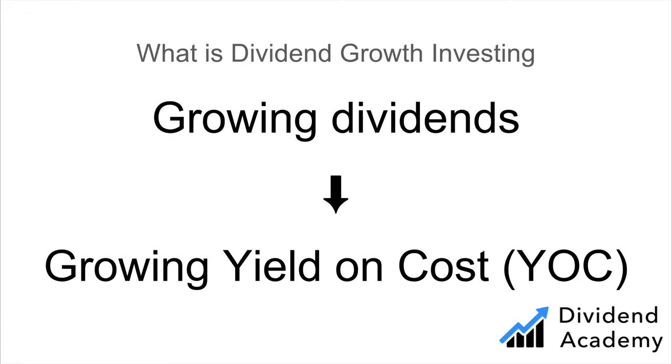And growing dividends means that this yield will be higher and higher over time. So even if the yield of a dividend growth stock is not that large at the start, like 3%, 4%, using dividend growth investing companies, this yield will grow over time. Without you having to do anything, the yield will just grow.